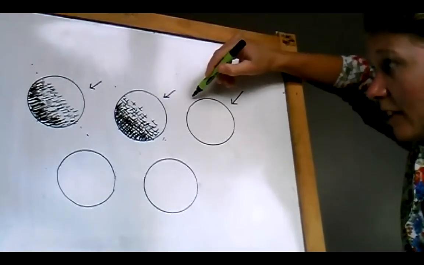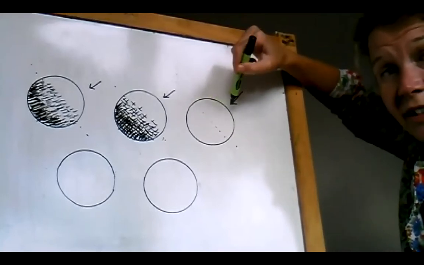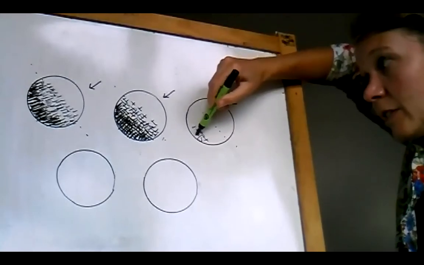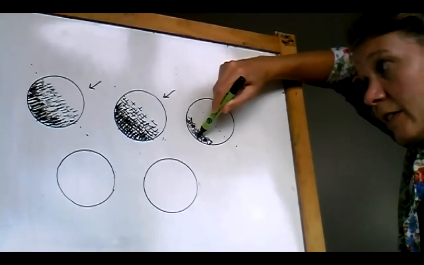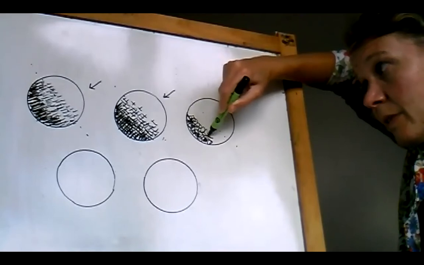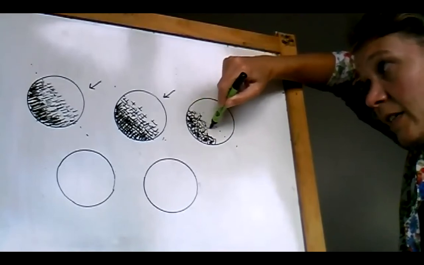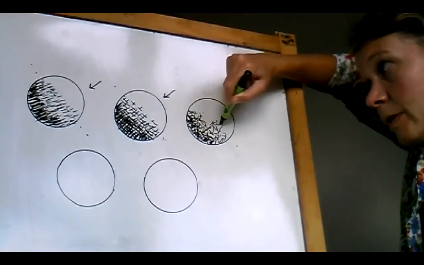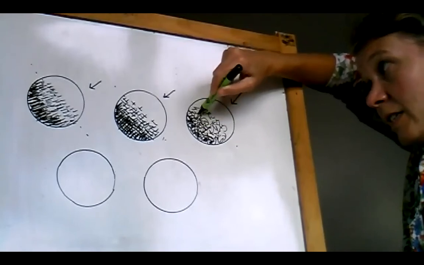So remember, the light is shining. So this is going to be my dark side. This is going to be my light side. Okay. So I'm just going to do the dark side first. So really building up those random lines and then getting a little bit more spaced out as I get to the end.